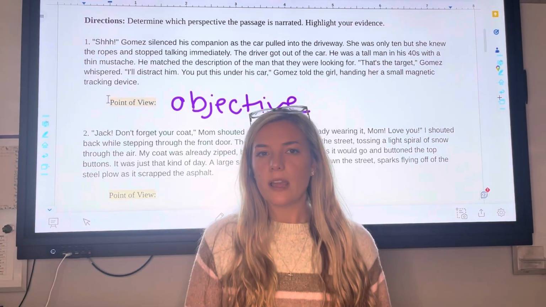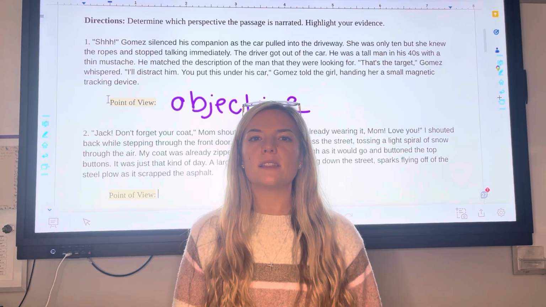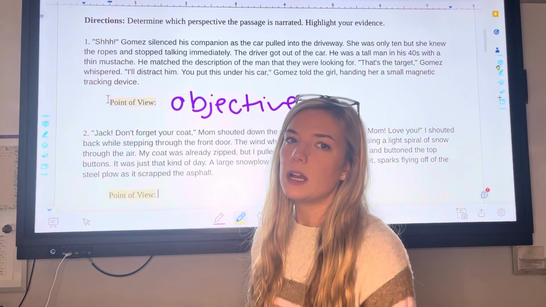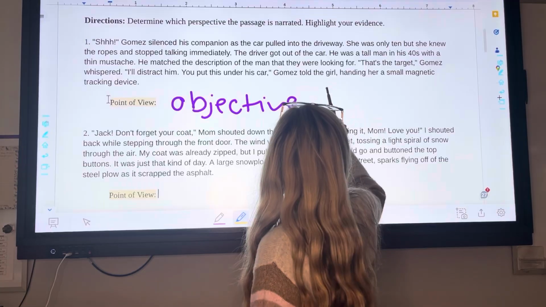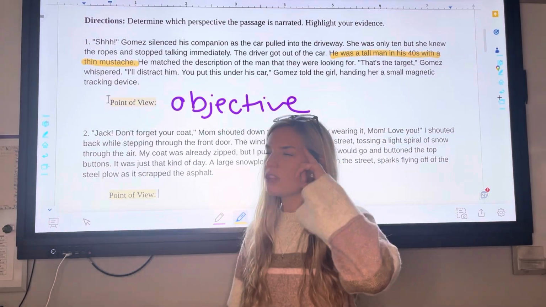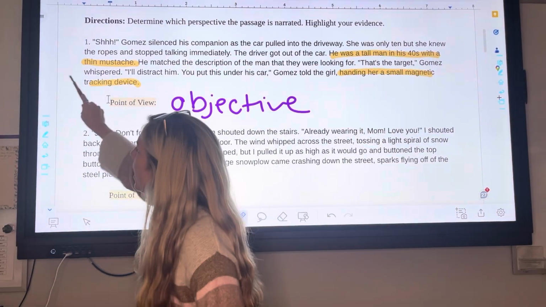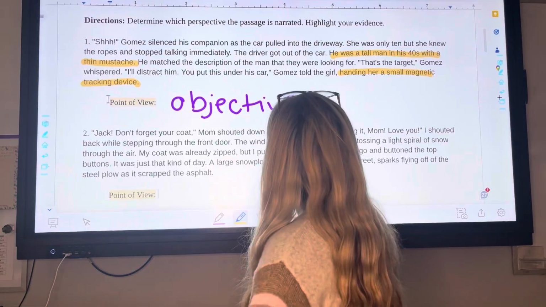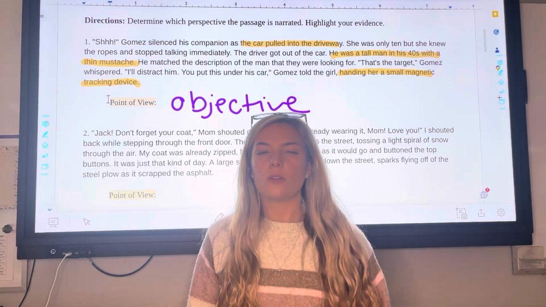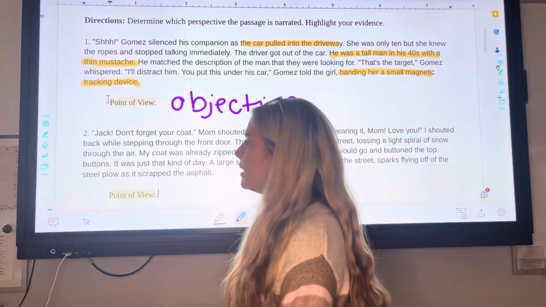Now we need to highlight our evidence. How do we know this is objective? For objective, all you would do is highlight something that you can visualize, like you're reporting, like you're watching it happen. So something we could underline or highlight would be a tall man in his 40s with a thin mustache. I can imagine that. We could also do handing her a small magnetic tracking device. I can imagine that as well. And the car pulled into the driveway. Those are all observations that a reporter would make if they're scoping out the scene. Now let's do number 2.